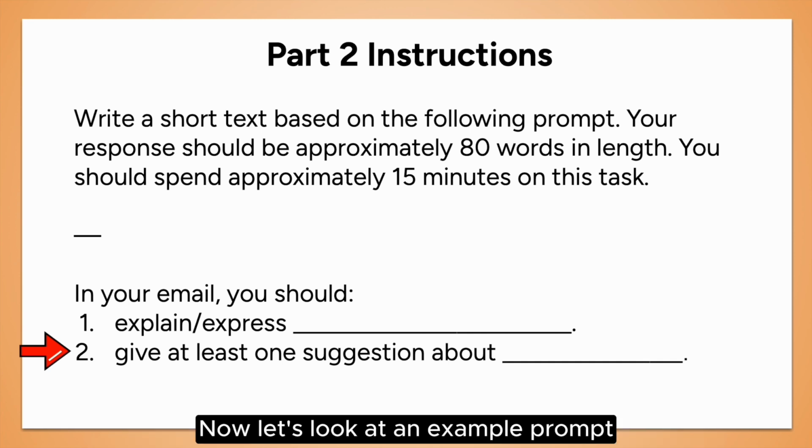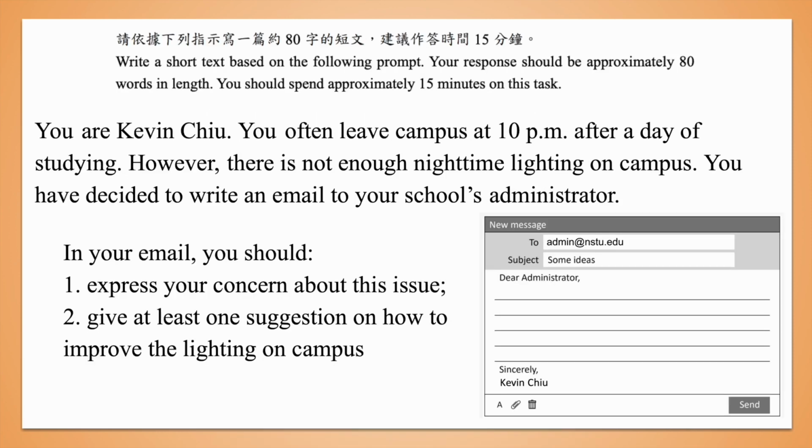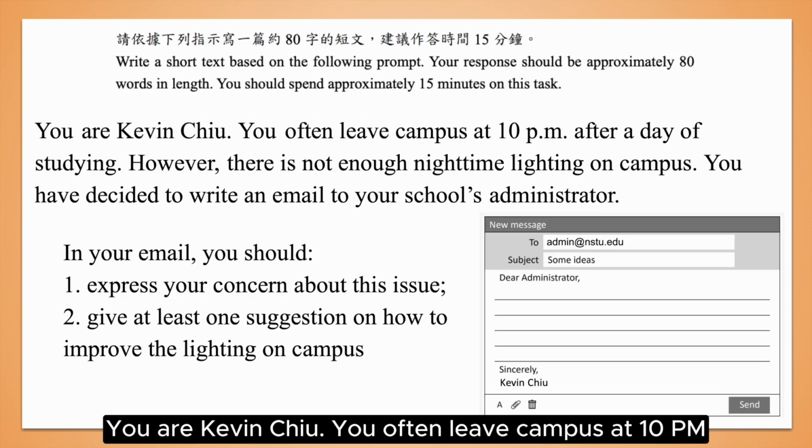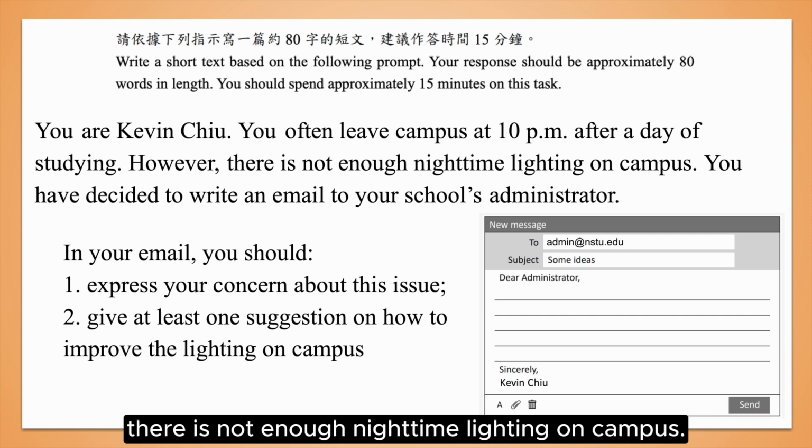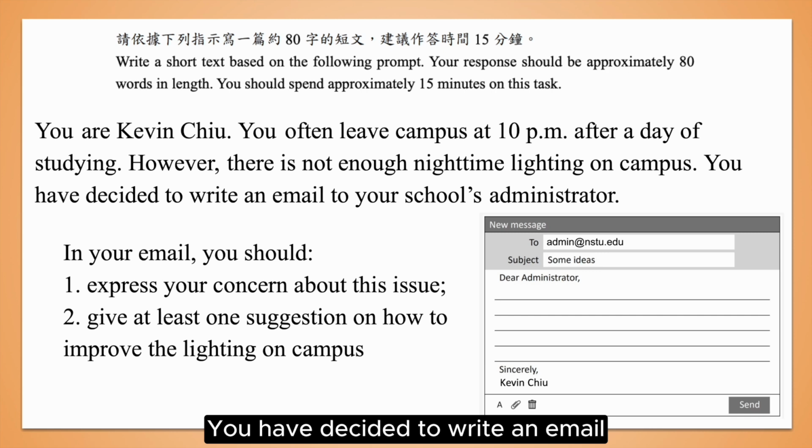Now let's look at an example prompt that was given on a previous test. You are Kevin Teo. You often leave campus at 10 p.m. after a day of studying. However, there is not enough nighttime lighting on campus. You have decided to write an email to your school's administrator.